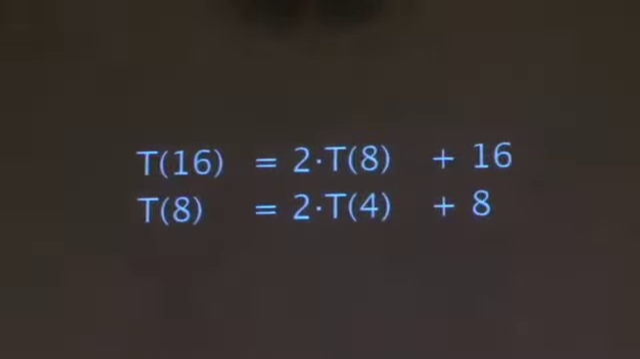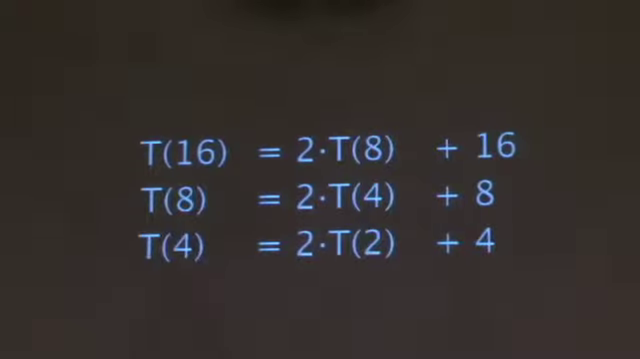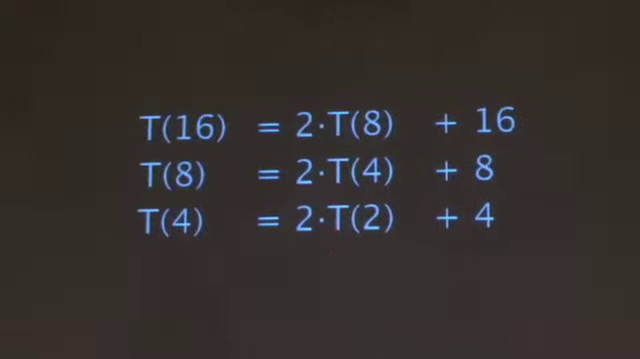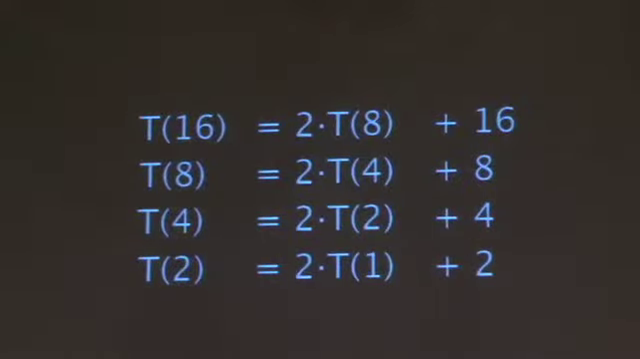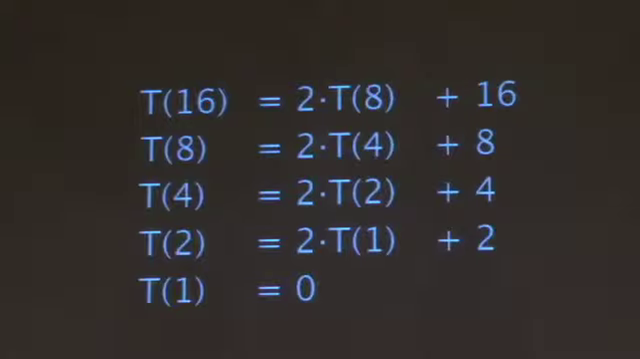Well, T of 8 is going to be 2 times T of 4 plus 8. All right, well, what's T of 4? T of 4 is going to be 2 times T of 2 plus 4. And all right, well, what's T of 2? Well, T of 2 is going to be 2 times T of 1 plus 1. And thankfully, this guy is going to become uninteresting. To sort one element takes no time because we return immediately. So that's why that base case rule was so important.